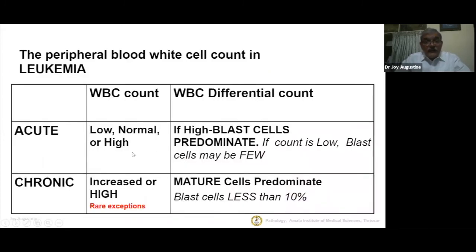Now what is the peripheral blood cell count in leukemia? For example, in acute leukemia, it can be low, normal or high, and there will be a high percentage of blast cells. While in chronic leukemias it is invariably high. Of course, there are rare exceptions like hairy cell leukemia where you have cytopenia, but generally in chronic leukemias the cell count is high and mature or maturing cells predominate. So this point may be kept in mind.